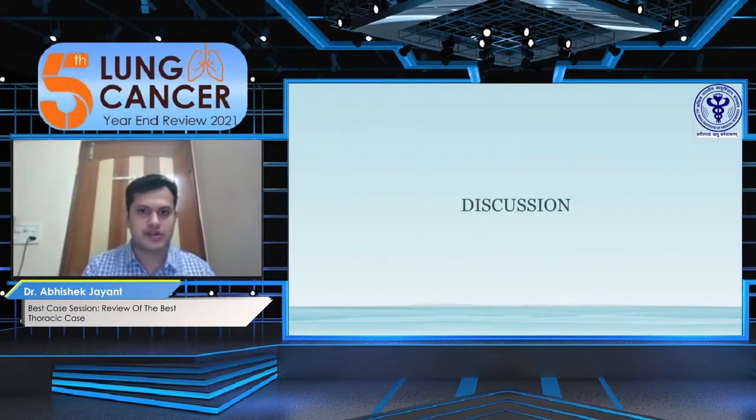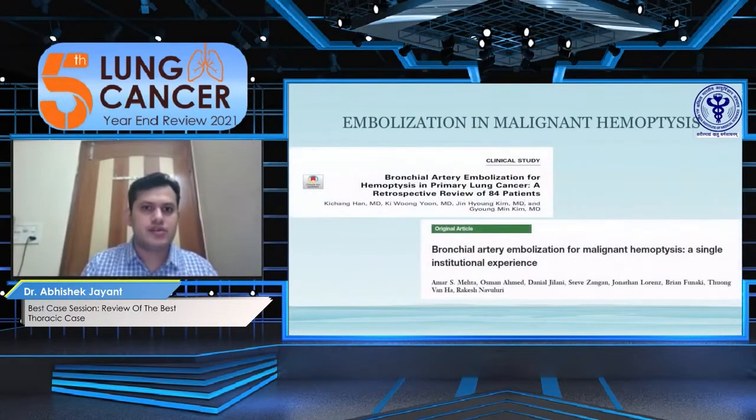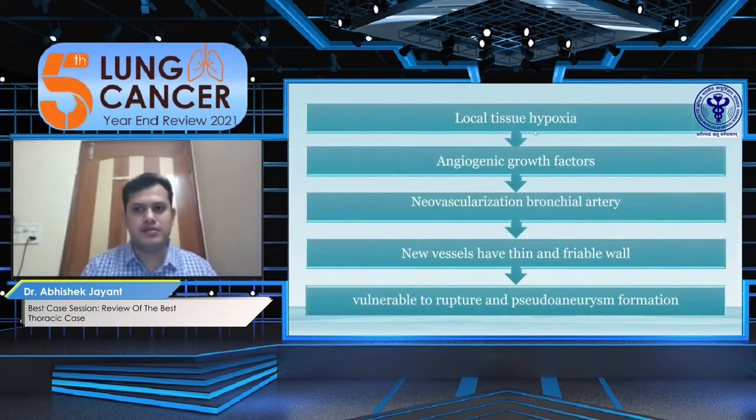So coming to the discussion part. So why does hemoptysis occur in malignancy? In malignancy, there is local tissue hypoxia, which leads to angiogenic growth factors production. That leads to neovascularization in bronchial artery. These new vessels have thin and friable walls, which are vulnerable to rupture and pseudoaneurysm formation, which in turn leads to hemoptysis.